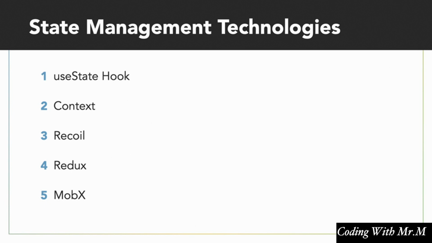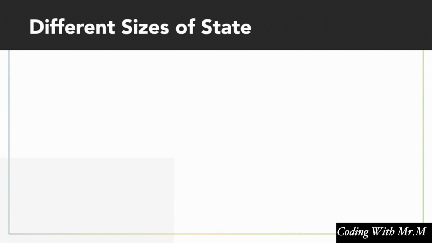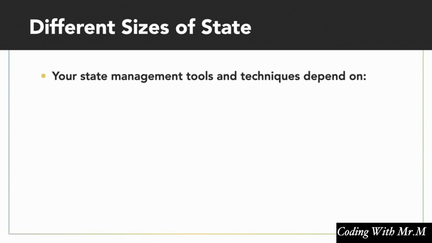And we're also going to be taking a look at Recoil, Redux, and MobX, which are three of the most popular state management technologies in the React world. Now, before we jump into that, though, I want to point out something that I think of as different sizes of state. Basically, the different state management tools that are available to us work on different scales in our application.